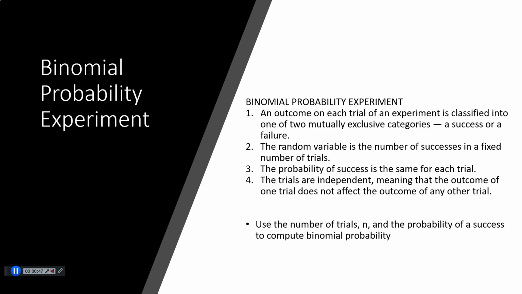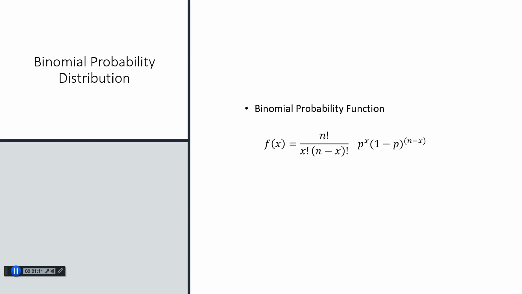And so you're going to use the number of trials n and the probability of success to compute that binomial probability. A common example would be a young family has two children, both of them are boys. The probability of the third child being a boy is still going to be 0.5, because the gender of the third child is going to be independent of the gender of the first two. So let's look at the formula for this.